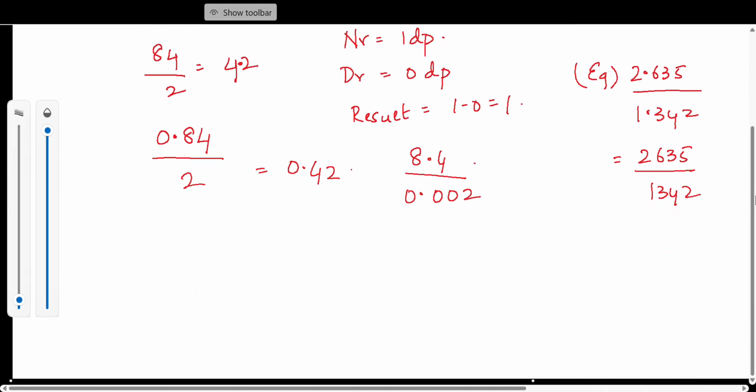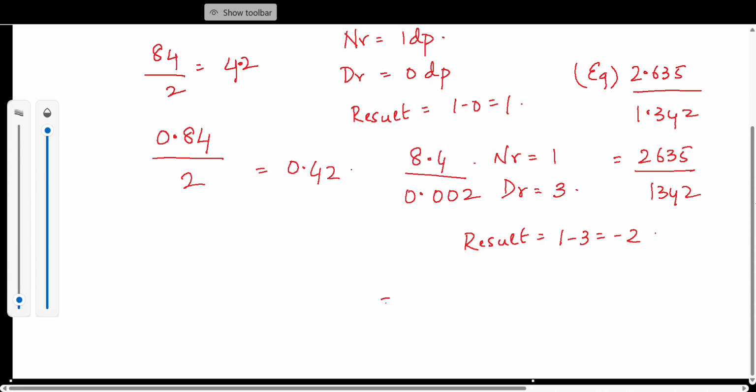Now look at this. Here the numerator has 1 decimal place. The denominator has 3 decimal places. So when you do 1 minus 3, you will get minus 2. What does minus 2 mean? How will you make up for it? Now what it means is you will have to add zeros instead.